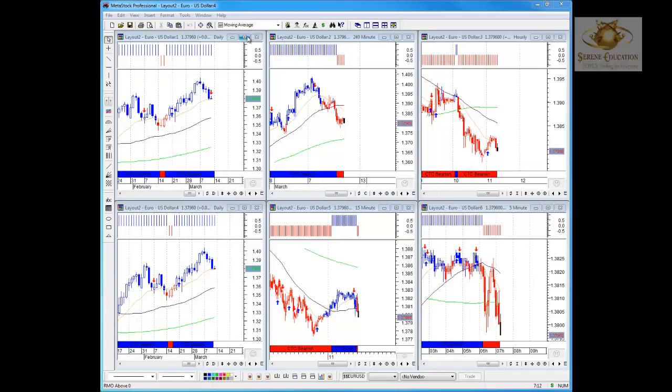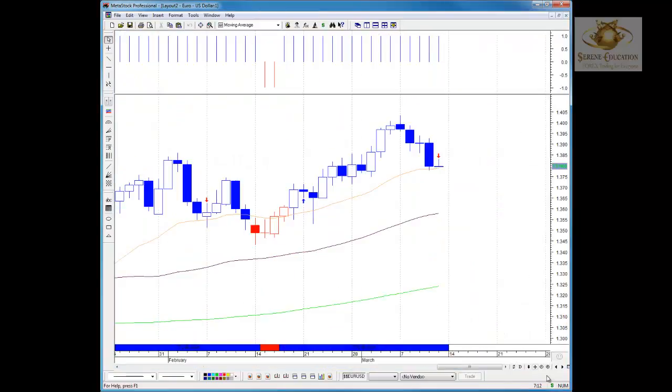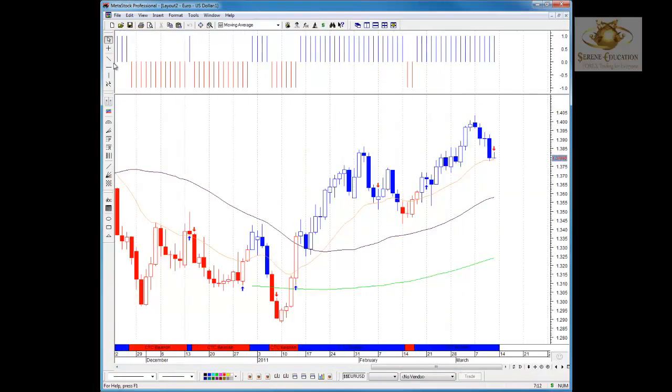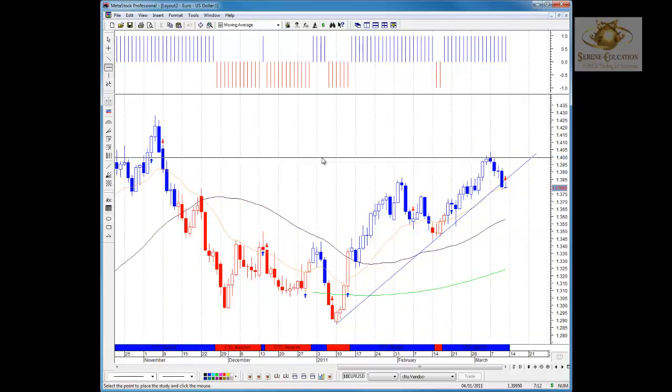Going to start with the Euro against US dollar. Have a look at the daily time frame. Draw my support and resistance lines, trend lines, etc. There we go. That's the high.